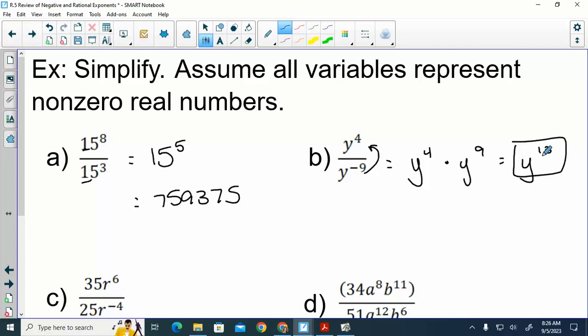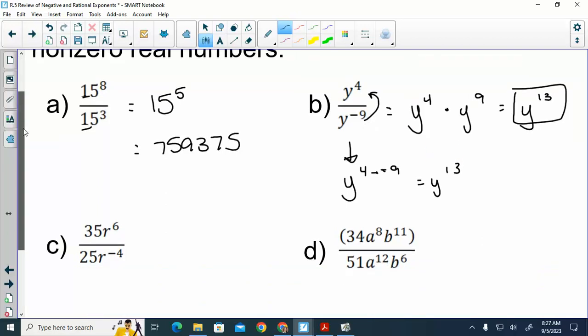The other option, you could have said, well, I'm dividing. If you're dividing, what do we do with the exponents? So you get 4 minus negative 9, which also gives you y to the 13th. So just depending on which route you take, you get the same thing though.